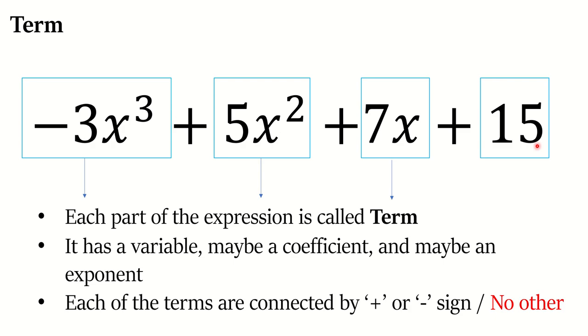And coming to the next part, each of these parts, like a coefficient, its power as well as its variable, together is called a term. Each part of the expression is called a term. It has a variable, coefficient, or sometimes maybe a constant like 15. These terms are connected by either a positive sign or a negative sign. There is no multiplication or division. In a polynomial, the terms are connected only by plus or minus symbols.